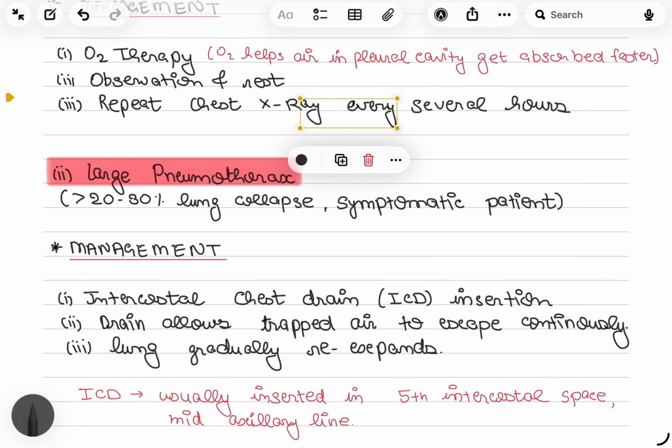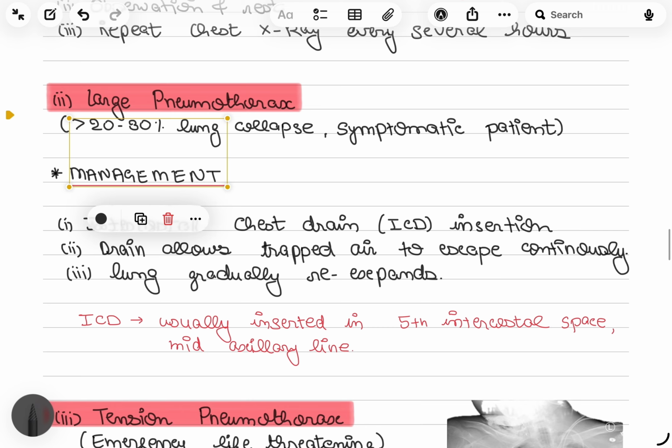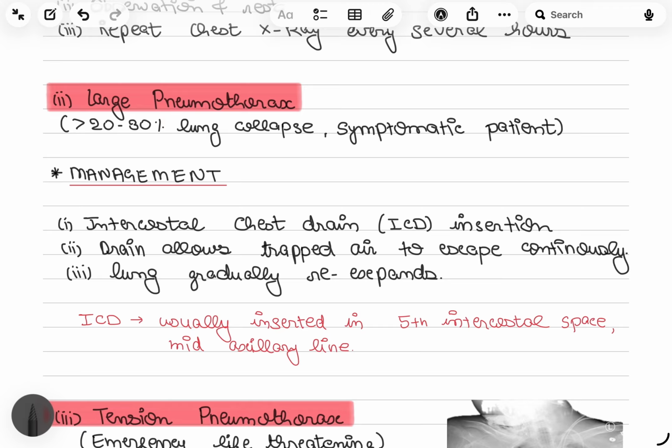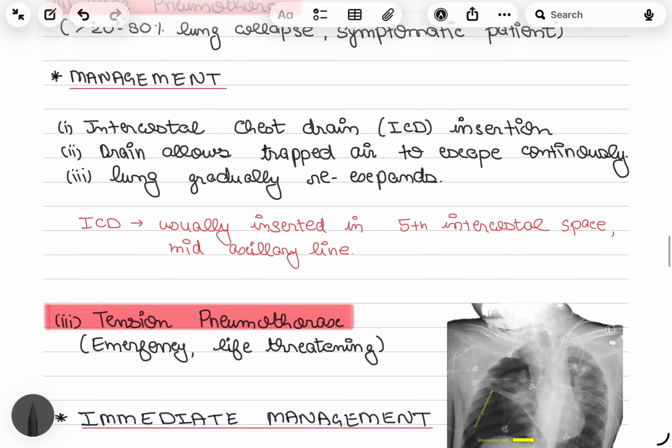Second is the large pneumothorax. In this, more than 20 to 30% of the lung is collapsed. These are symptomatic patients, and the management is intercostal chest drain insertion. The drain allows trapped air to escape continuously. The lung gradually re-expands. So what is intercostal chest drain insertion? ICD is usually inserted in the fifth intercostal space at the mid-axillary line.